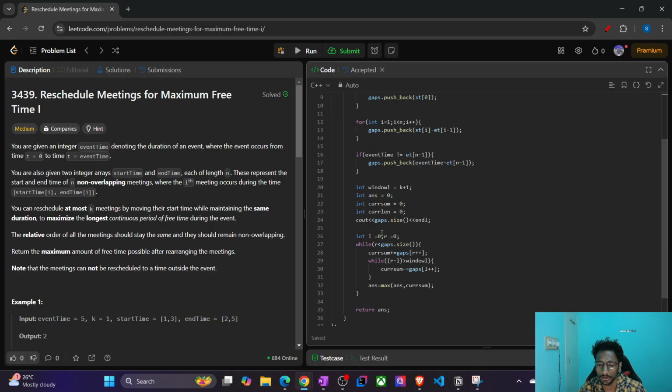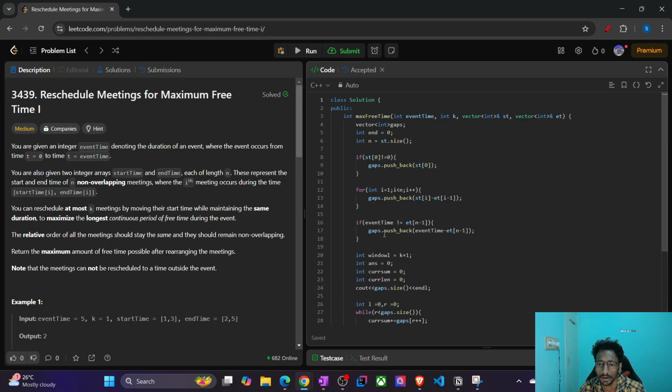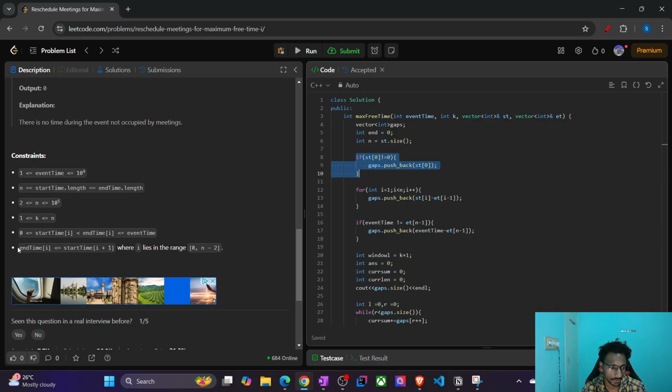So first of all, what will I do? First of all, find out the gaps. So I have taken a vector that will store all the gaps. The problem mentions that the input is already sorted, so the end time of event i is less than or equal to the start time of the next event. So I'll check the first event: if its starting time is not equal to 0, that means there is some gap. If the starting time is 0, there is no gap from 0 to that time. That's why I'm checking that the start time of the first event is not equal to 0.